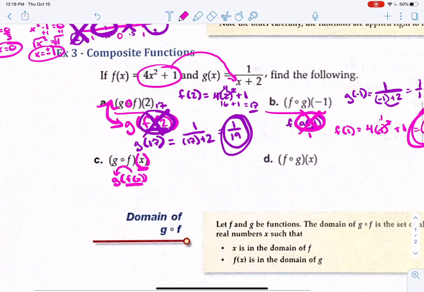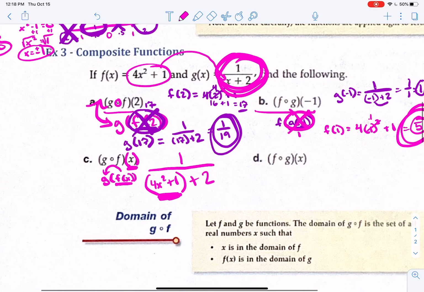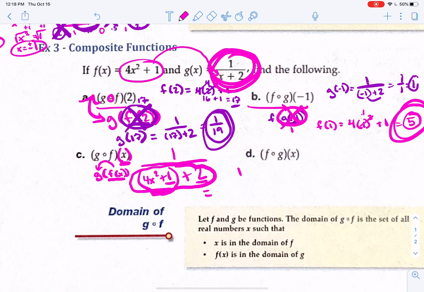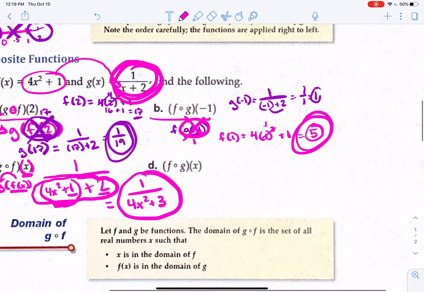So g of x is my outside function. It was originally 1 over x plus 2. That's what this says, 1 over x plus 2. But instead of putting x in there, I'm going to put 4x squared plus 1 in there, okay? So the f of x is just replacing the x in g, okay? And then all I do from there is just simplify as much as I can. So this bottom part right here, things that I can put together are the 1 and the 2. So 1 over 4x squared plus 1 and 2 combined to make 3, and this is all that I can do on the bottom there. That's it, okay?